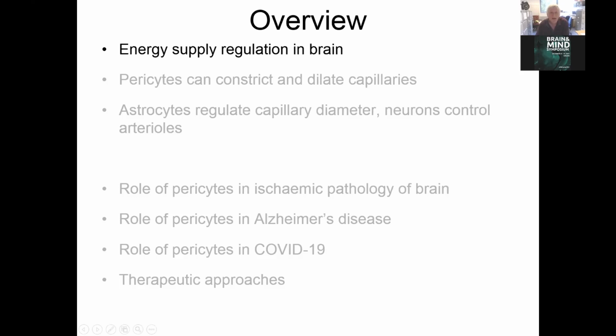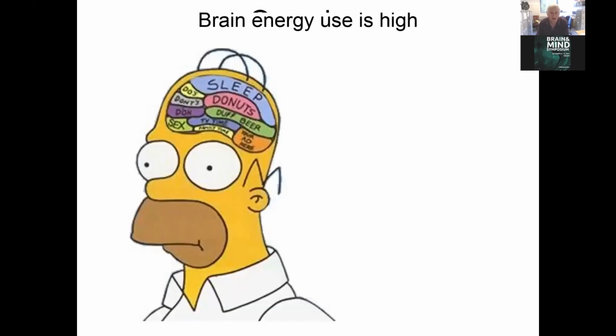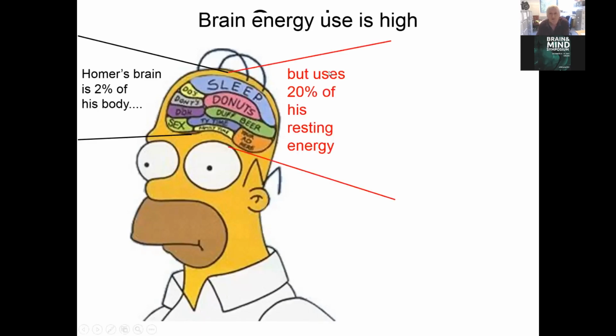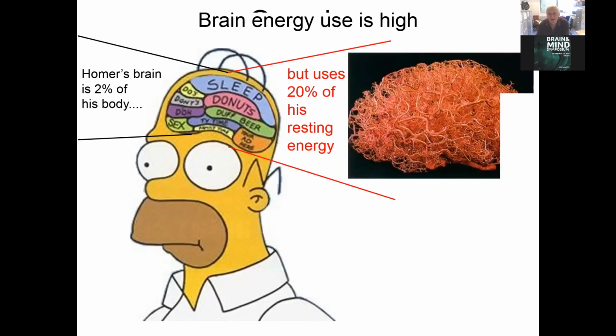So let's start out with energy supply regulation in the brain. This is Homer. As you know, his brain is about 2% of his body's mass, focused on the things that everybody's brain is focused on. But it uses about 20% of his resting energy supply. And so that's why we have this dense network of blood vessels throughout the brain, which seem to leave very little room for any neurons. They bring in oxygen and glucose in the blood, and that's used to power your thoughts.